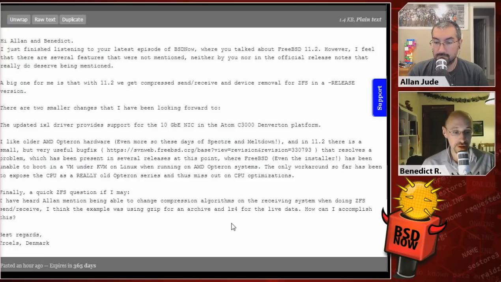I have heard Alan mention being able to change compression algorithms on the receiving system when doing ZFS send and receive. I think the example was using gzip for an archive and LZ4 for the live data. How can I accomplish this?